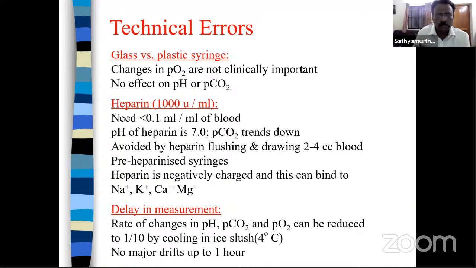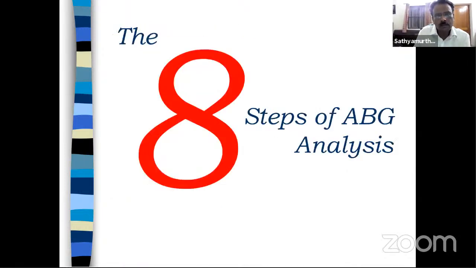It takes at least 30 minutes for me to get a blood gas if I send it to the lab. If I have a stat lab, I'll get it immediately. But most of the time, it will take at least 20 to 30 minutes. By the time the sample goes to the lab, they run it and then give the report, it will be at least 30 minutes. So it's always wise to keep ice slush in your ICU or in your OT, and then put the syringe in it and then transfer it.